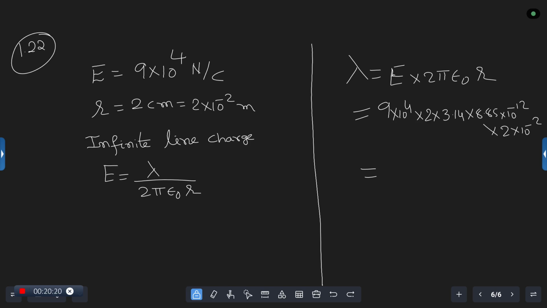Infinite line charge, lambda by 2 pi epsilon. Infinite charge sheet, what is the E? For infinite charge sheet, sigma by 2 epsilon naught. Yes or no? You have to remember the formulas, otherwise you are not able to solve the problem. What is the answer? Linear charge density. Lambda is called linear charge density.